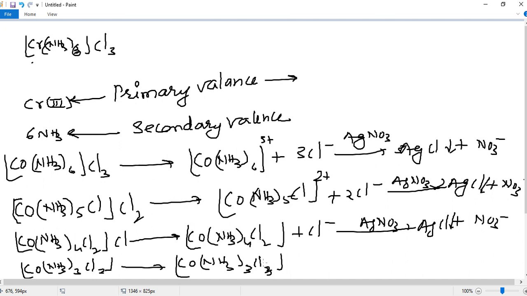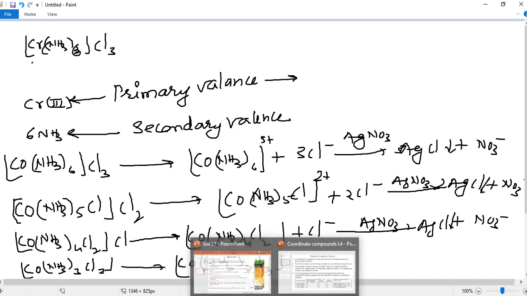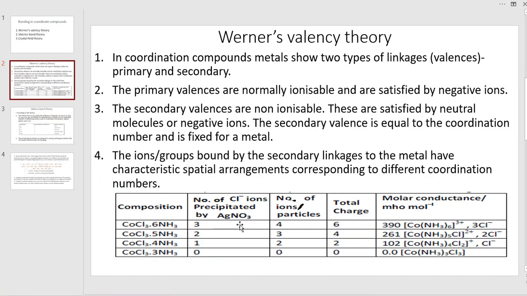The first one, we also observe many important pieces of information here. You can see the precipitate, I mentioned it. How many particles are we getting? 4. What is the total charge? 3 minus and 3 plus, so 6. And the more particles we get, the higher the molar conductance will be, so the molar conductance is 390. Then see, the number of particles keeps decreasing, the precipitate keeps decreasing.